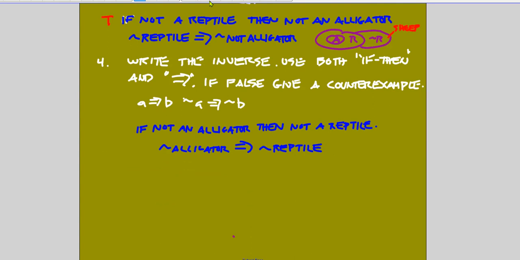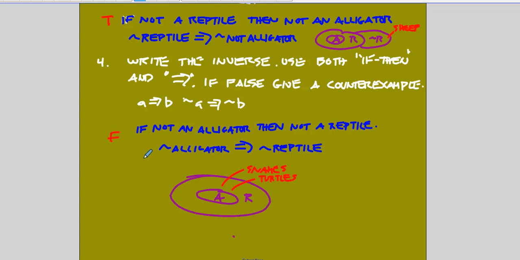All right, so let's check the validity of this statement. So I got a Venn diagram. Okay, here's my A for alligator. Here's my R for reptiles. So it's saying if it's not an alligator, then it's not a reptile. But that's not true, because I could have, for example, right here, turtles. They're not alligators, but they are reptiles. Okay, I could also have things like snakes. Okay, so this is false.